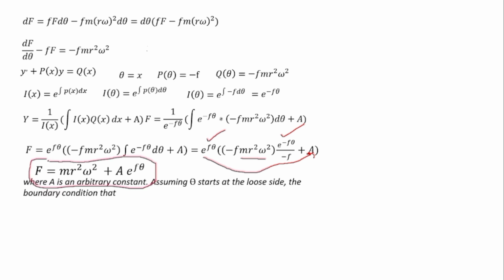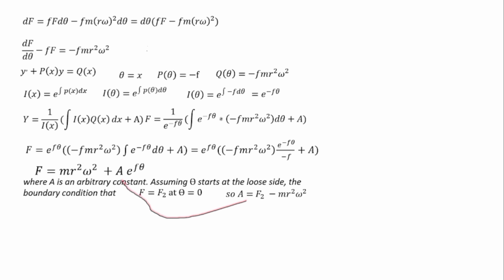Now if you assume that the angle theta starts at the loose side, so at the loose side theta will be equal to 0 and F will be equal to F2. Put this condition over here, that is going to give you this equation, because if you see over here this theta is 0, so 0 multiplied by anything is equal to 0, and then e to the power 0 will give you 1. So instead of this, you will put 1. So F2 will be equal to m r square omega square plus A. Bring this m r square omega square to the other side of the equality, you will get this equation. So instead of this A, we can put F2 minus m r square omega square.